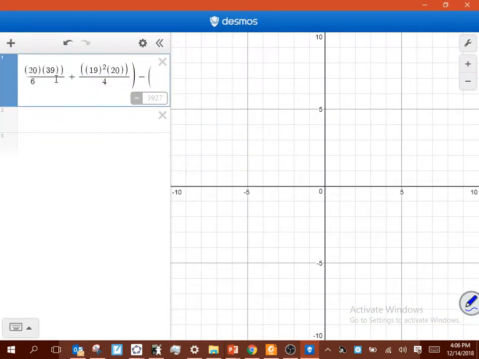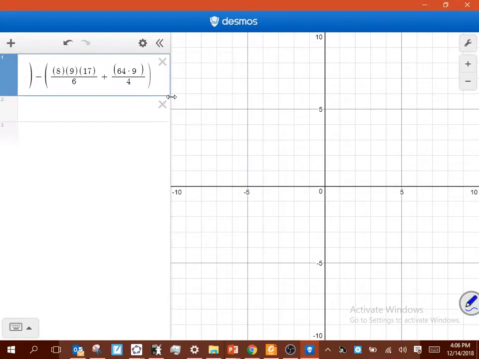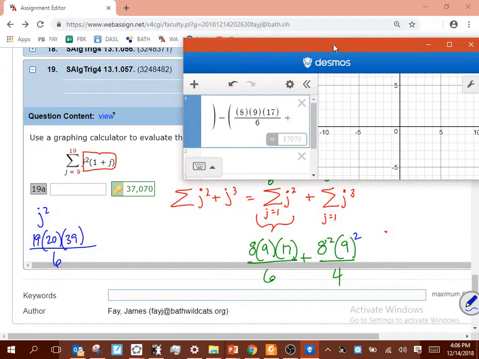So this is 20 squared, so that's 400. And then this one over here, that's 9 squared. There, we're getting the 37,070 that we're looking for. Okay, so that's just my fault on missing that exponent. But the procedure obviously is the same. So just be careful with that.